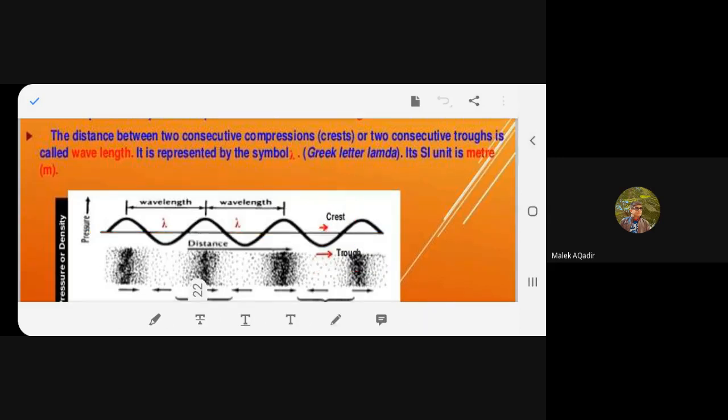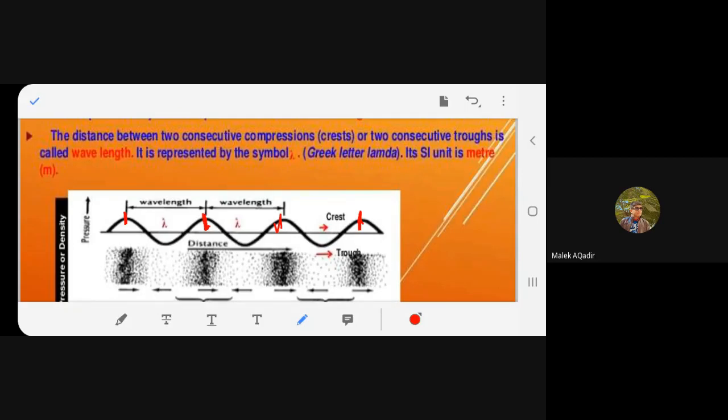Now, what is wavelength? Wavelength is the distance between two consecutive points. This is one, this is the second one, this is the third one, and this is the fourth one. Consecutive is a mathematical terminology that means one after the other, successive. So this is the first compression and this is the second compression. The distance between two compressions is known as wavelength, or the distance between two consecutive troughs.